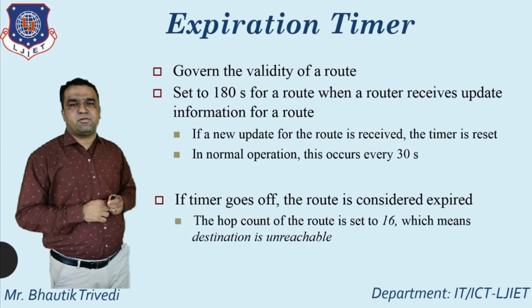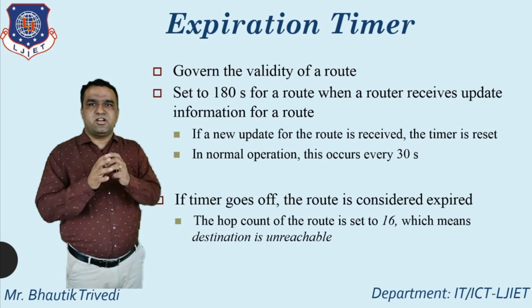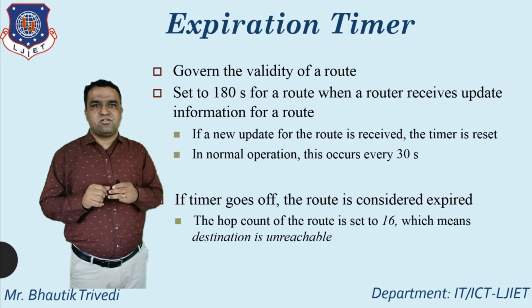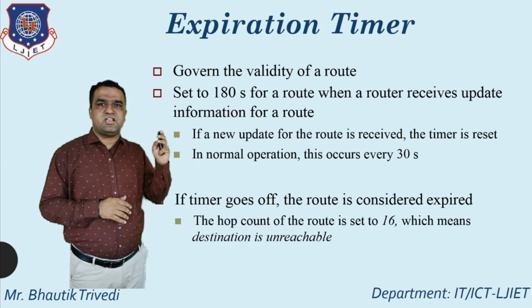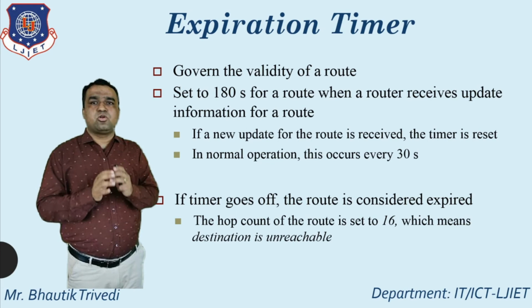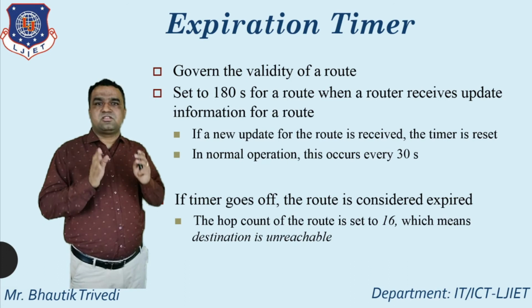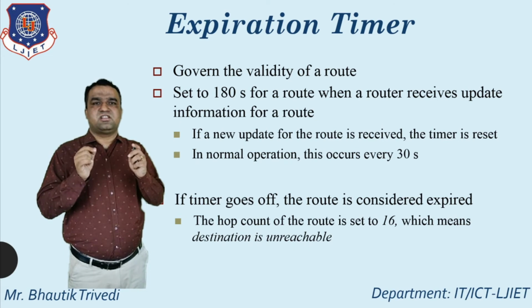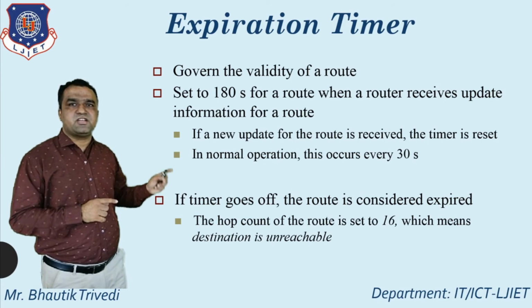Second one, the expiration timer. The expiration timer generally operates on the validity of a route. It sets 180 seconds for a route when a router receives any update information for that particular route. If a new update for the route is received, the timer is reset. In normal operation, every 30 seconds you can directly apply the operation. If the timer goes off, the route is considered expired. At that time the hop count is equal to 16. The 16 indicates the destination is unreachable. This is regarding the concept of the expiration timer.